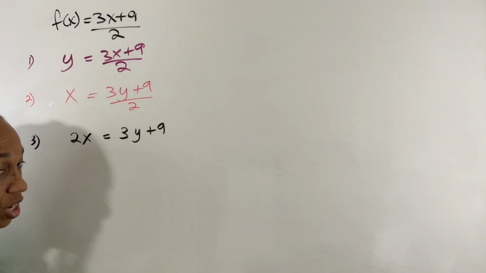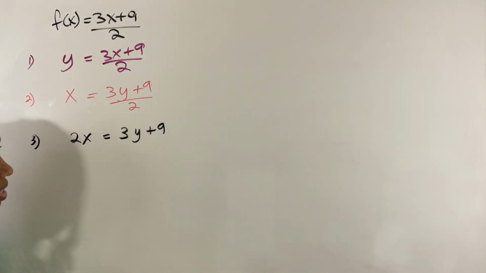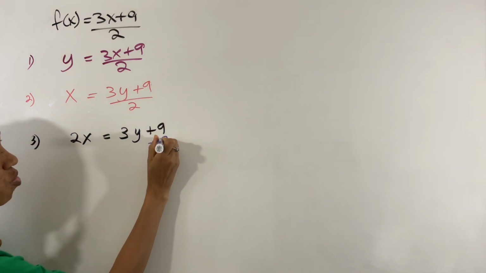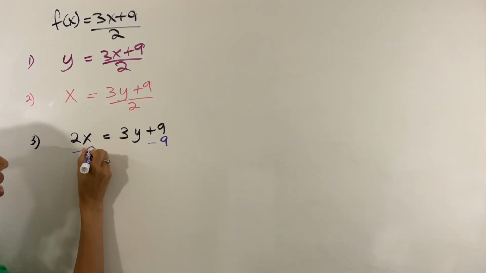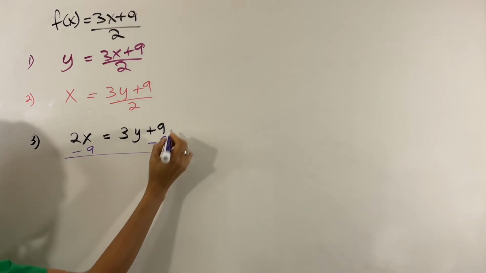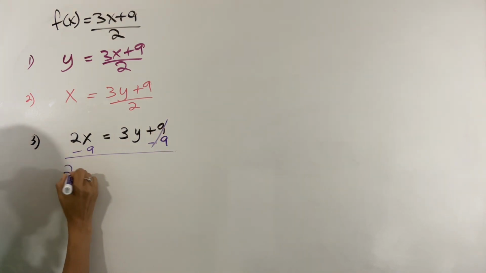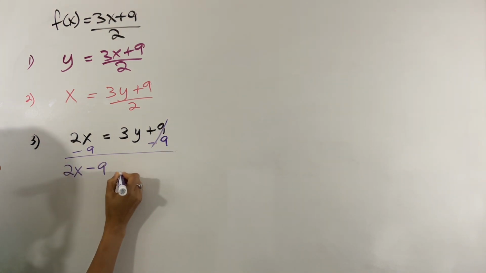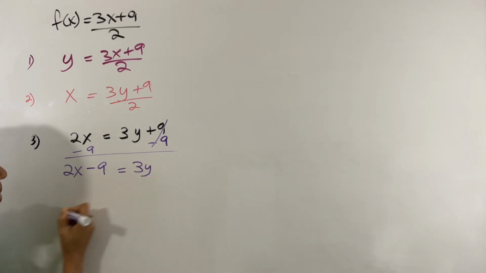But we're not finished, because you will notice that y is not by itself. We have 9 that is being added onto the 3y, and so we have to get rid of it. So now we are going to do the inverse, reverse, reverse, just like we're on the dance floor. So now we have 2x minus 9 equal 3y.